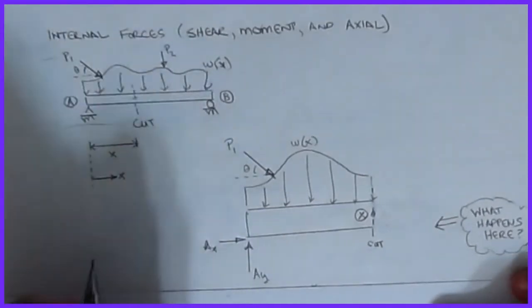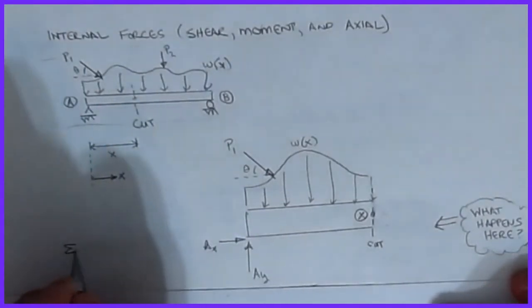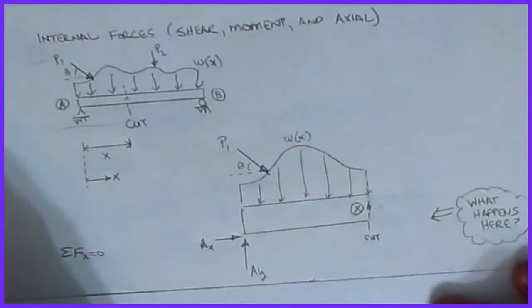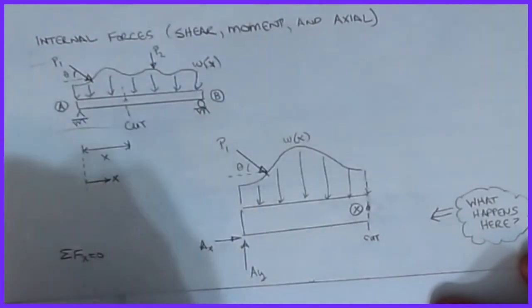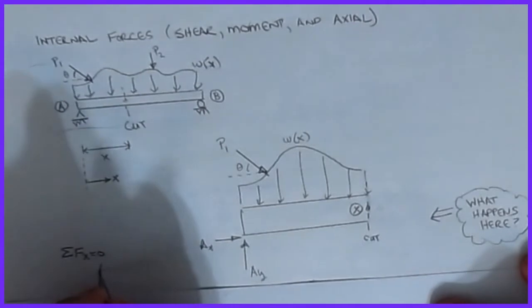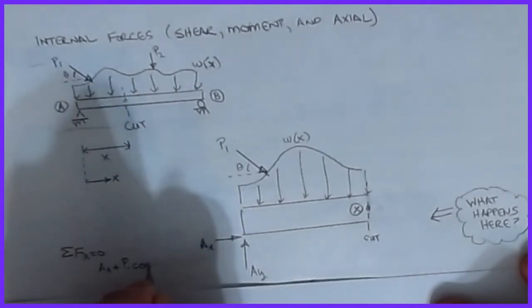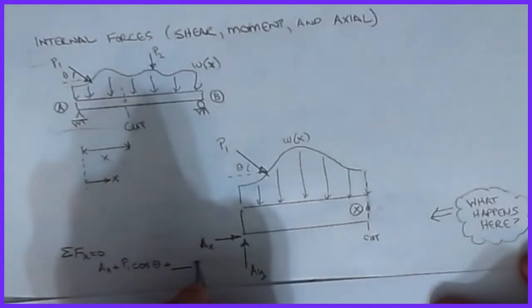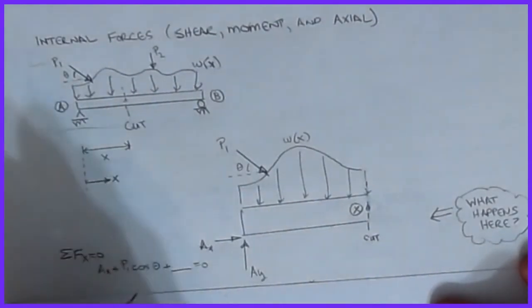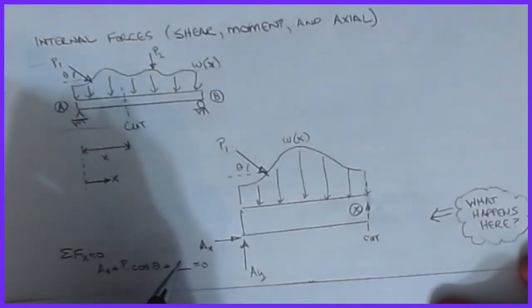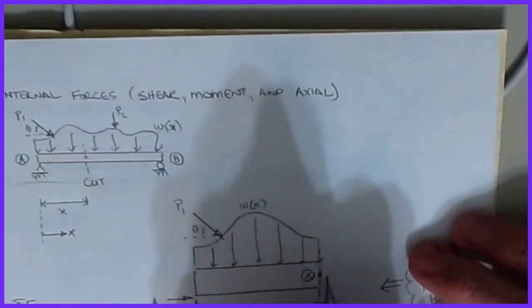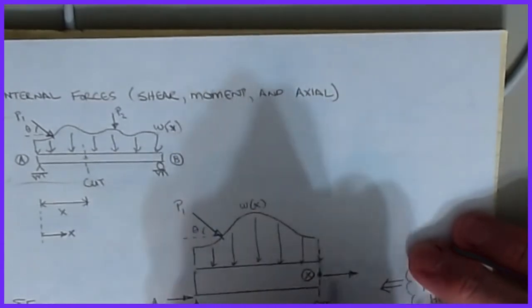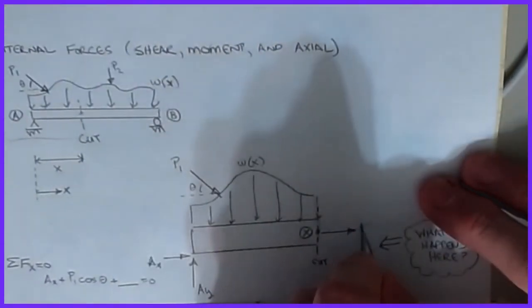Let's just start and go with writing our equations. So sum of forces in the X equal to 0. If we look at these particular forces, we know that we have AX plus P1 cosine theta plus whatever's happening at the cut has to be equal to 0. Now, I don't know what is happening at that interface, but it's possible that there's some force that shows up, acting maybe in this direction. Again, we're going to draw it as a tension force, and we're going to call this N.